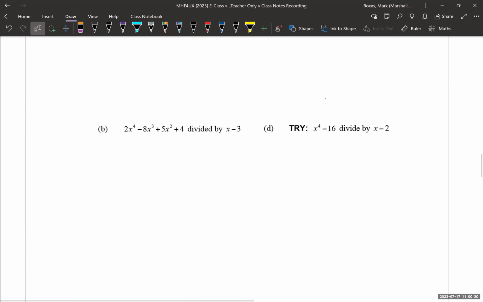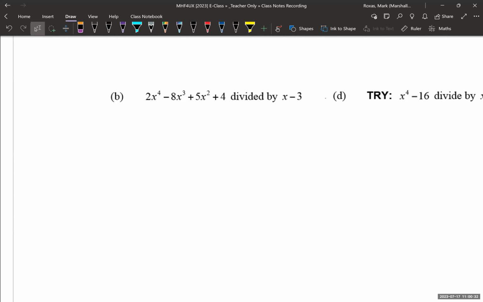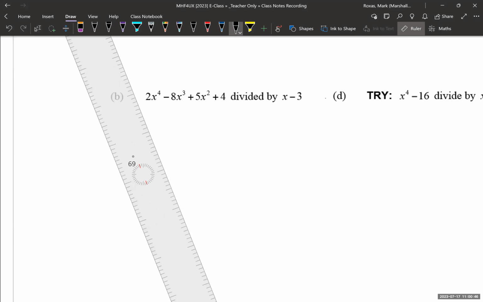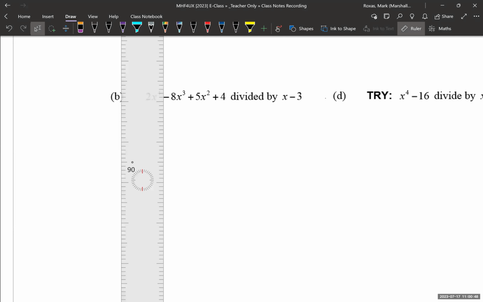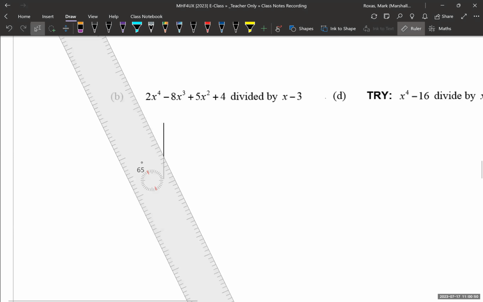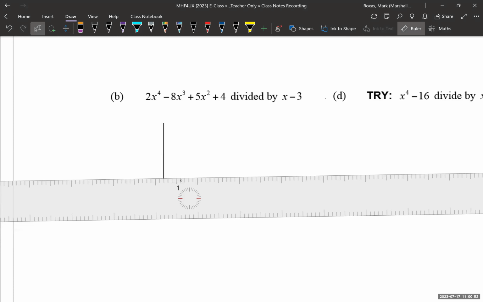What if I'm going to divide this? So back to synthetic division, essentially. Let's divide another polynomial by x minus 3. Okay, and so here I'm going to draw my chart. I'm going to use a ruler this time. Perhaps it might be a little bit neater. Here's my chart, like an L shape.